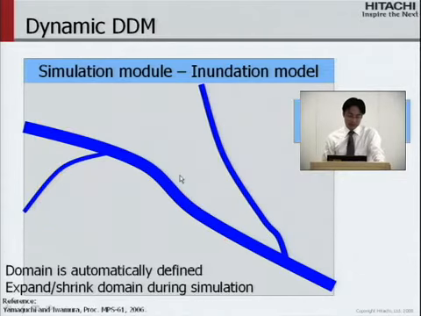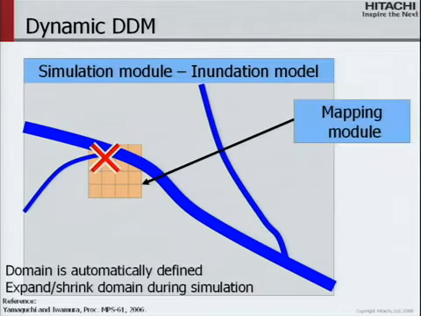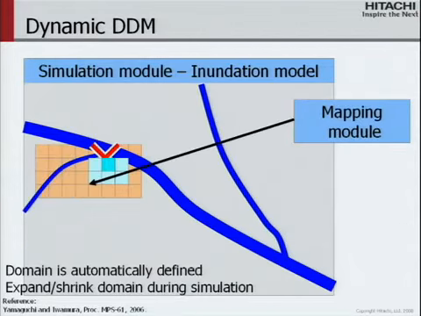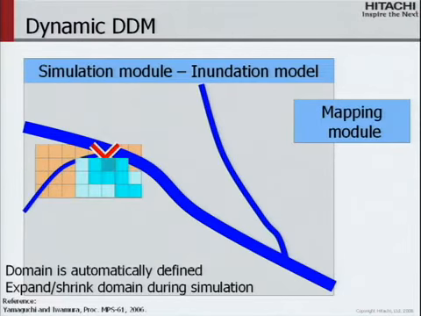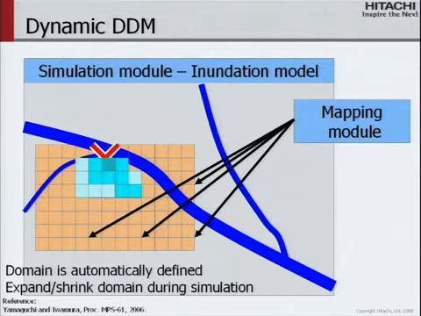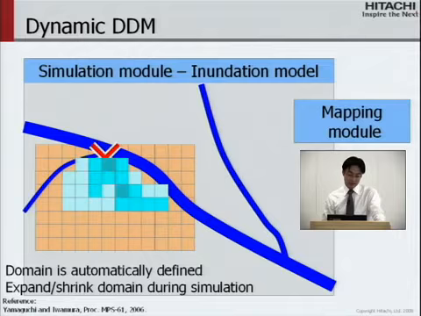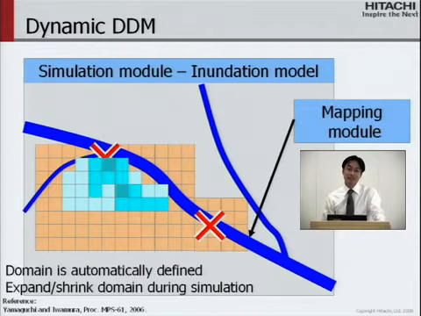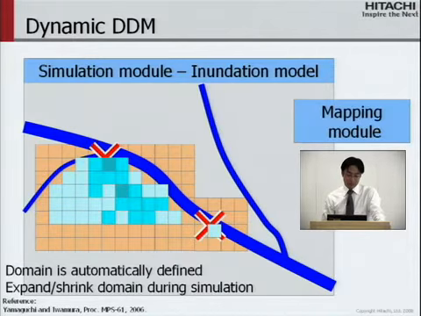So what we did is expand and shrink the domain during simulation. Like this, we use both the simulation module and the mapping module. At first, we input the levee failure condition, and the mapping module generates a domain around the levee failure point, and then calculates water flows on the grid. But soon, water reaches the boundary of the grid domain. So the mapping module generates another domain like this. Again, I can simulate flood flows, but soon it reaches the boundary. So the mapping module adds a domain like this. If the levee failure happens outside the domain, we can generate a domain like this. It's a very sophisticated system.